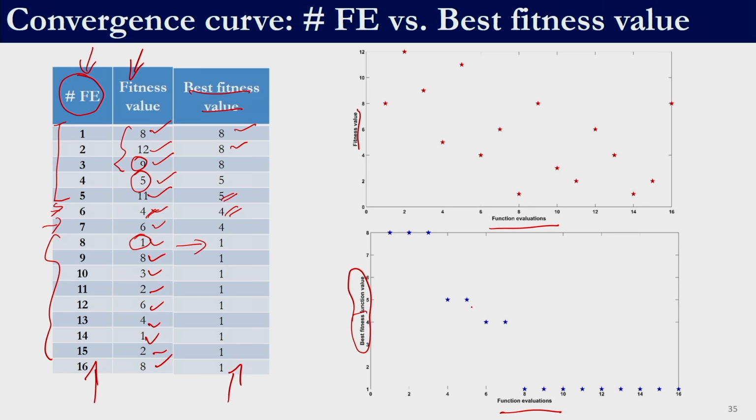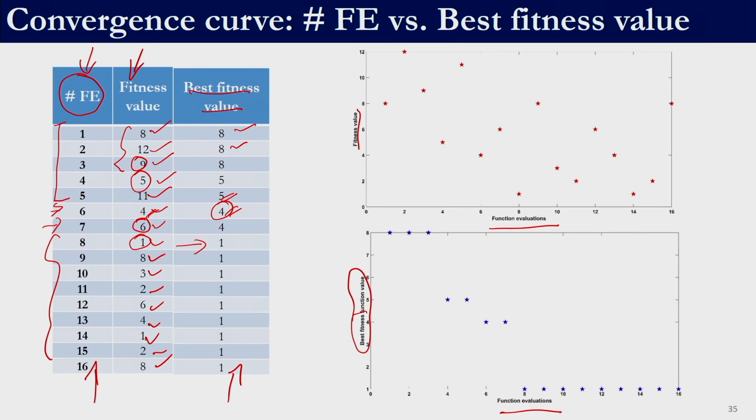Now if you see, this plot will be monotonically converging, right. So, for example, let us say here the best solution was 4, but I encountered a solution with an objective function value of 6. I do not consider that because it is poorer than the best that I have so far, right. So, the convergence curve can either be between iteration and the best fitness function value of the population, or the convergence curve can be between functional evaluation and best fitness function.